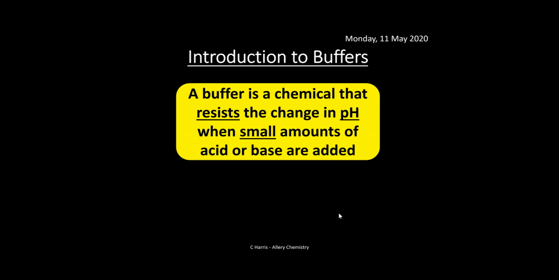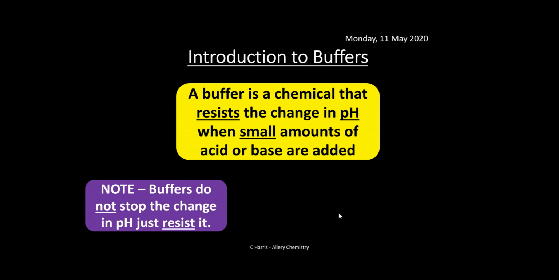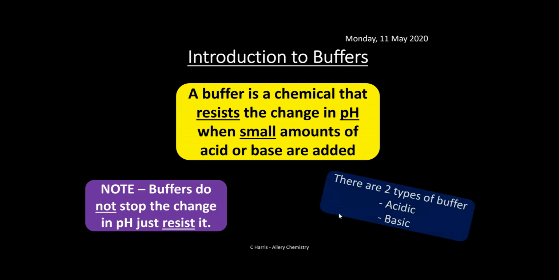A buffer is something that we've seen already. Buffers are something that resists the change in pH. So we've seen a little bit in terms of calibrating a pH meter, for example. It resists the change in pH when small amounts of acid or base are added. So that word resists is important. It doesn't stop the change in pH. It just resists it. Okay, it slows it down. Very important.